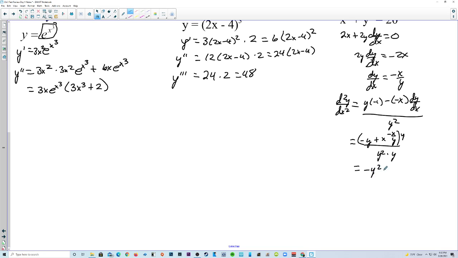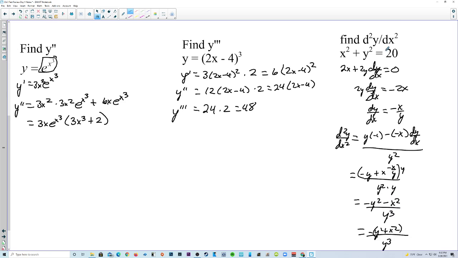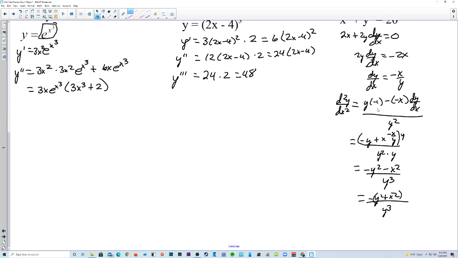That's negative y squared minus x squared over y to the third. But if we take a negative out of the top here, we get negative y squared plus x squared. Well, if we look way back up to the top, it says that x squared plus y squared is 20. So negative 20 over y to the third is the final answer.